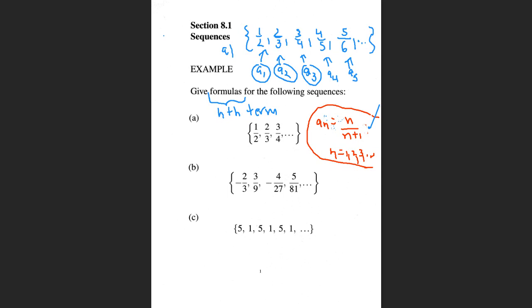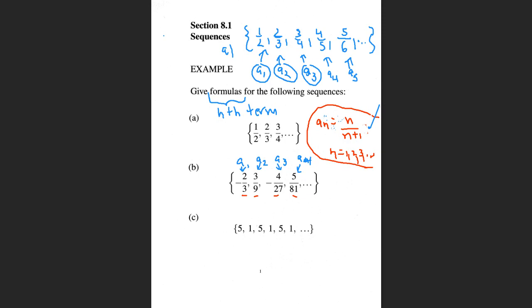All right, well, let's take a look at the second one, the second sequence. The first term is negative 2/3. The second term is 3/9. The third term is negative 4/27. The fourth term is 5/81. What do you notice about the denominators here? The 3, the 9, the 27, the 81.